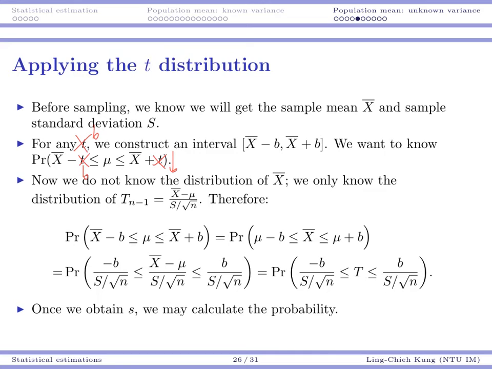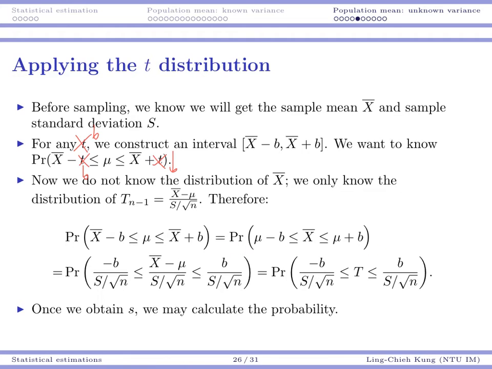Again, we still want to calculate the probability for mu to be within your proposed interval. That's our target. Now, we do not know the distribution of x bar, so we cannot do the calculation directly. A good thing is that we know the distribution of x bar minus mu divided by s over square root of n. So our formula would be changed in this way.